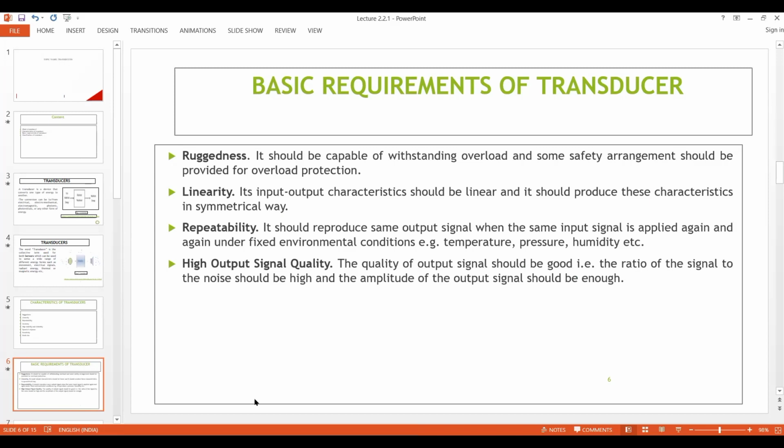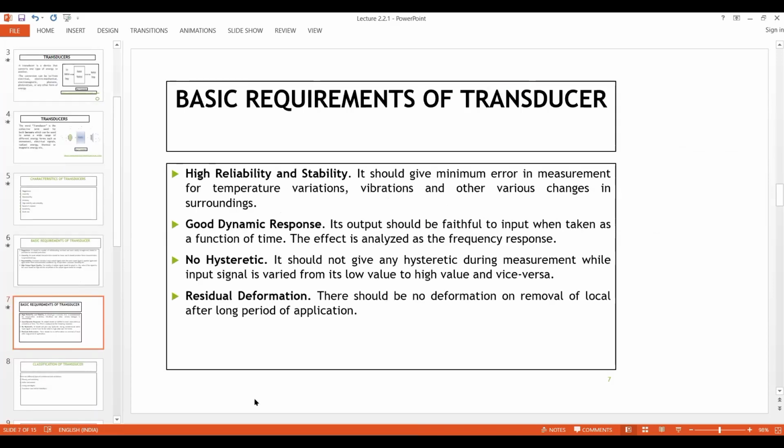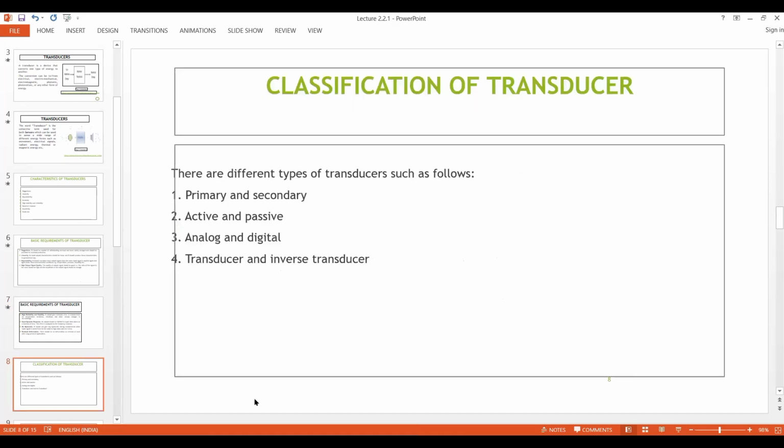Ruggedness means it should be able to withstand overload. Linearity: the input-output characteristic should be linear. Repeatability: it should reproduce the same output signal for the same input signal again, under some environmental conditions. High output signal quality. Reliability: it should not be damaged under some circumstances. Good dynamic response: it should be faithful, in the sense that whenever we require the output, it should be obtained. No hysteresis, which means the measurement should be accurate, with no intervention of some kinds of material, especially magnetic material. No deformation should be there.